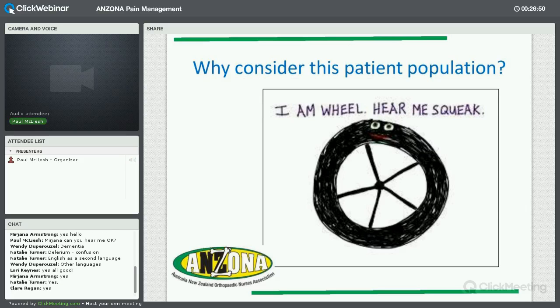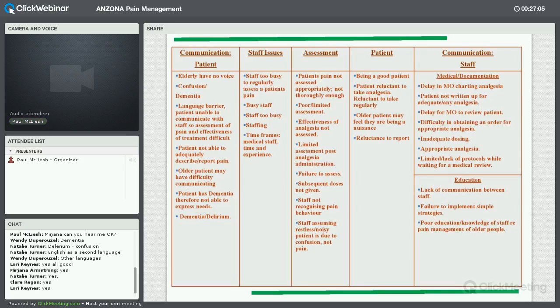Yep, that's good. So I guess the question is, how do you go about trying to change that? It's quite a difficult thing, I guess. Nurses are busy. We've got lots of demands on our time. So how do we go about trying to improve the awareness of those patients as well?